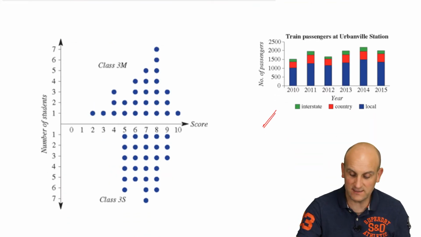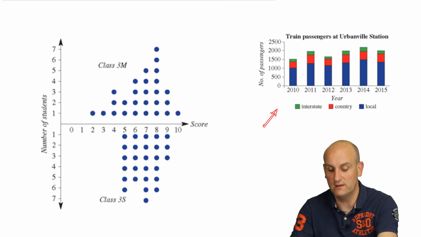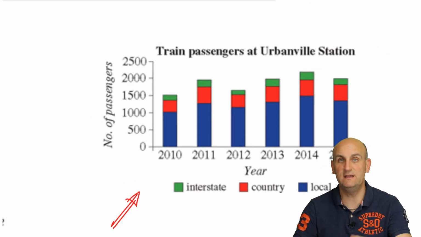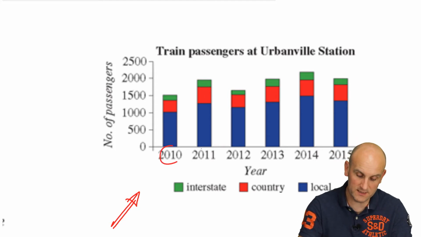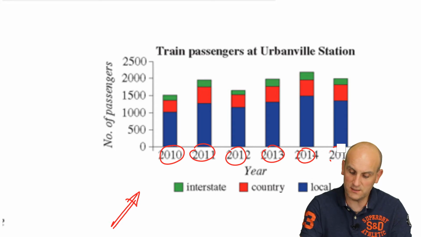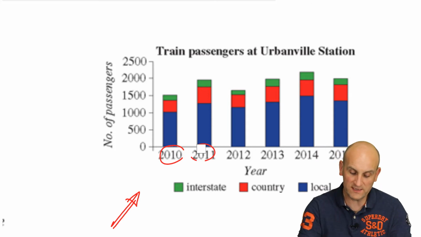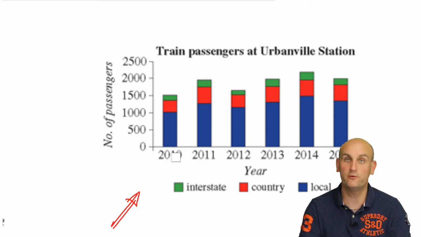Over here we have another example of a column graph. Now if I zoom in, what we notice is it's very, very similar to what we had before. Here are my years, 2010, 11, 12, 13, 14 and 15. But what do you notice about my actual columns? Well, rather than being side by side, what we've actually done is stack them on top of each other.